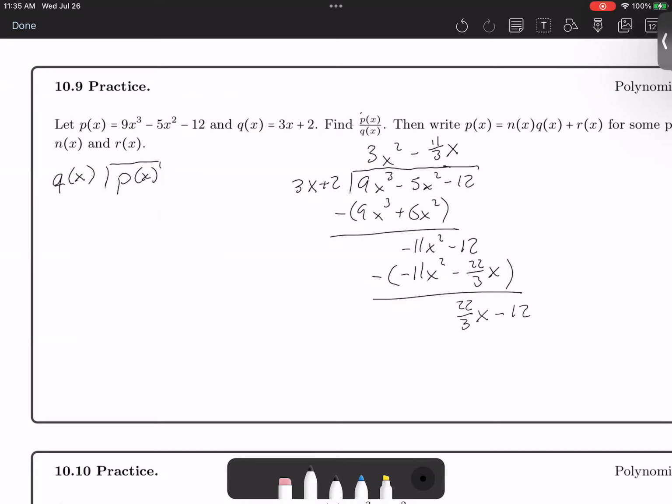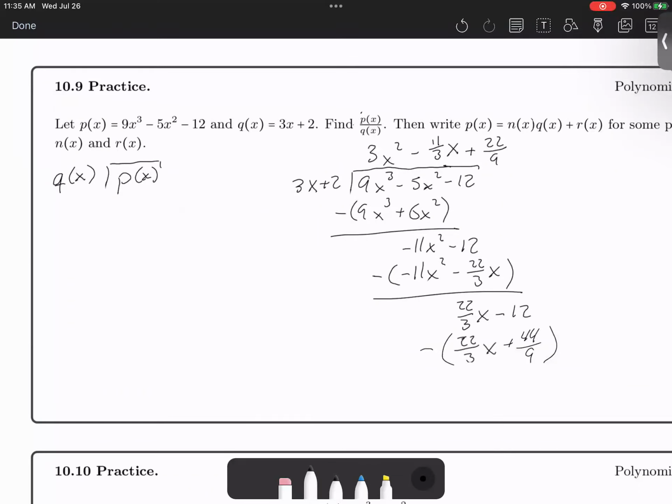I need to do this one more time. 3x going to 22 thirds x, I need a 22 over 9 and no x's anymore. All right, 22 over 9 times 3x gives me a 22 over 3x. And times 2 gives me a plus 44 over 9, which I wrap in parentheses and subtract.